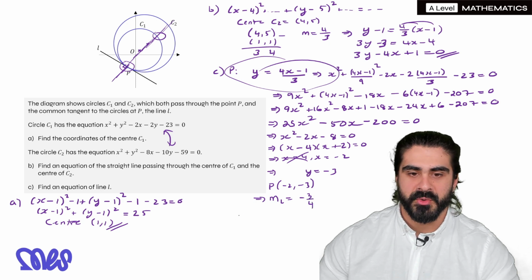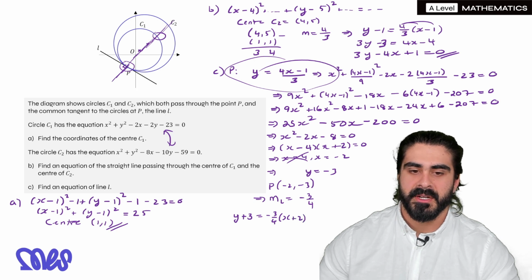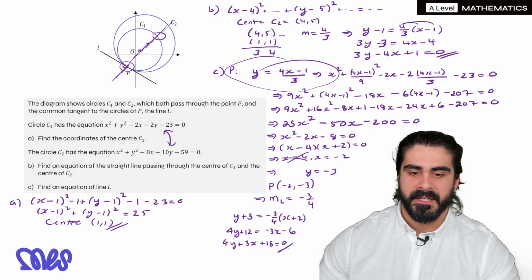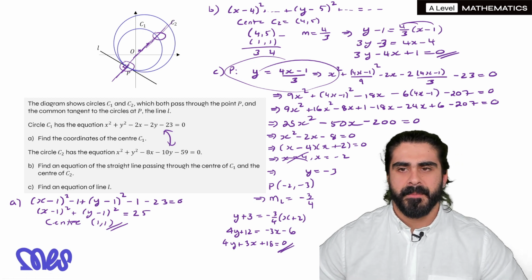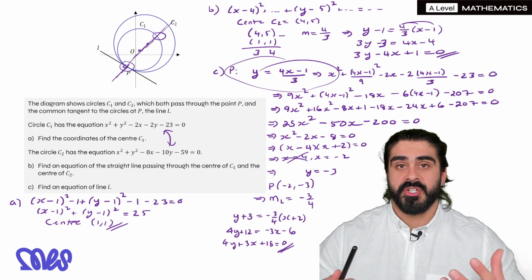Now we just do y minus y1 again. So we're doing y minus minus 3 would be y plus 3 is minus 3/4 x minus minus 2 is x plus 2, times through by 4 is minus 3x minus 6. And move everything to one side. And there's our answer. So that would be regarded as quite a tough question, but when you look at the picture, you add the lines that you've been working out, it's actually not that bad.